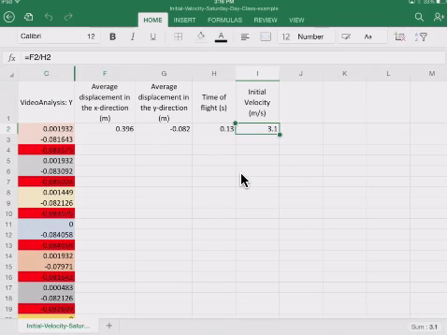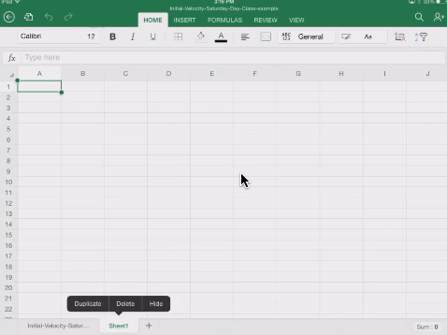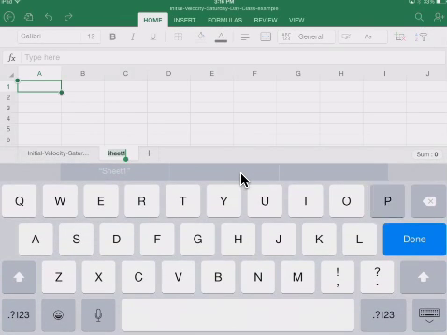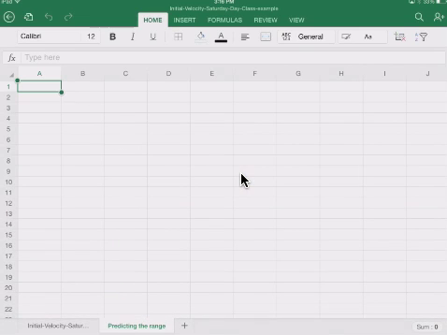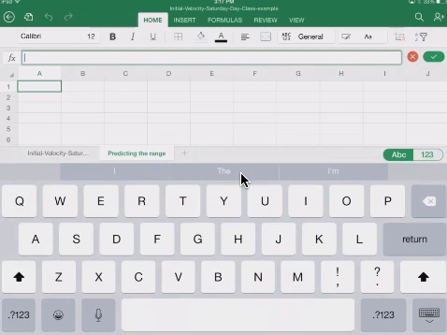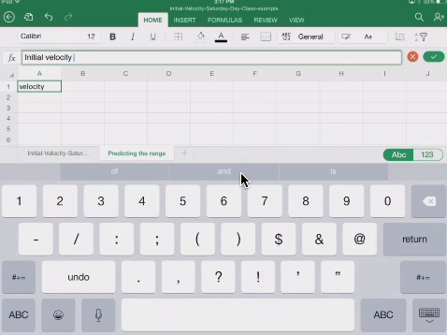So what do we want to do first? Well, we want to predict the range. So let's just start up a new sheet, and let's call it predicting the range. So we're going to start off with our initial velocity here, and that is going to be in meters per second, of course. It's going to come from the other page.